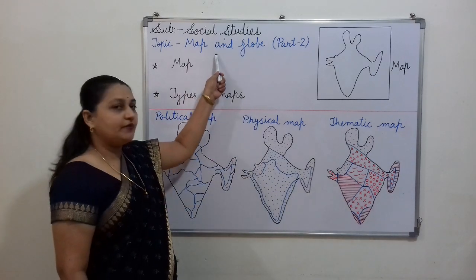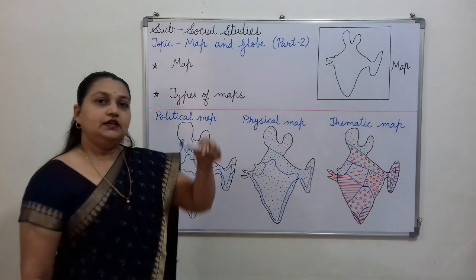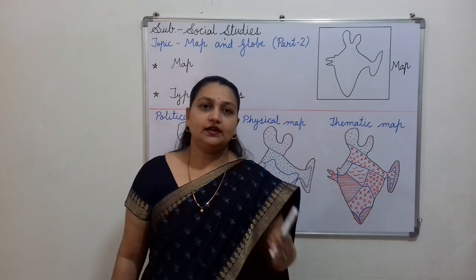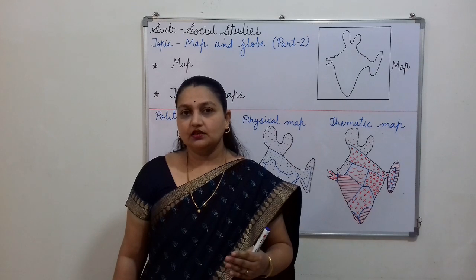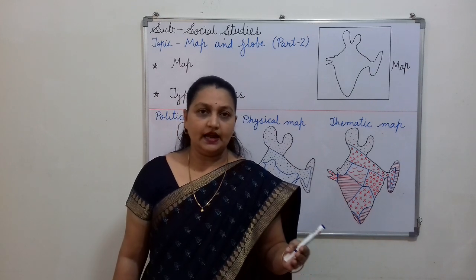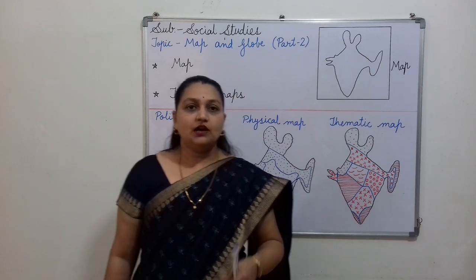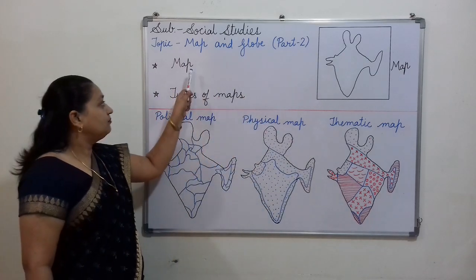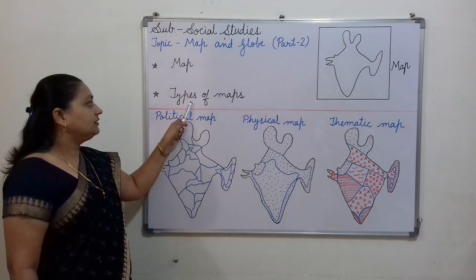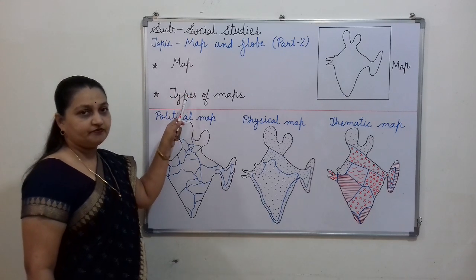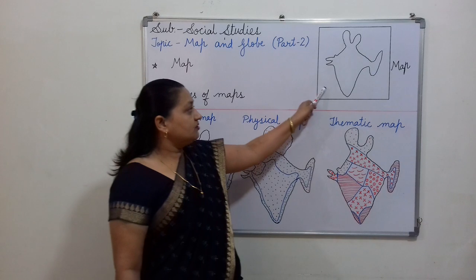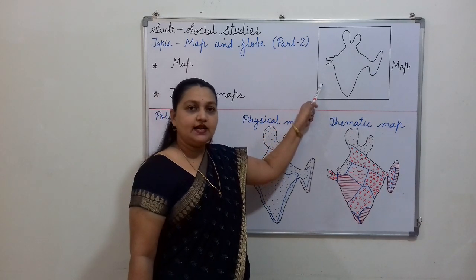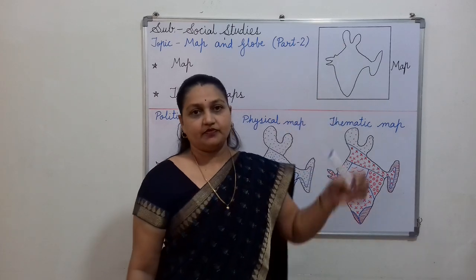In part 1, I have explained about the continents, oceans, shape of the earth and globe. Now in part 2, I will explain about map and types of maps. Here you see, it is a figure of an outline map of India.